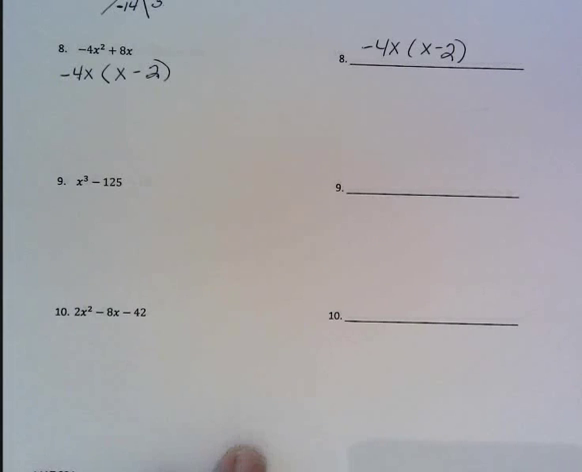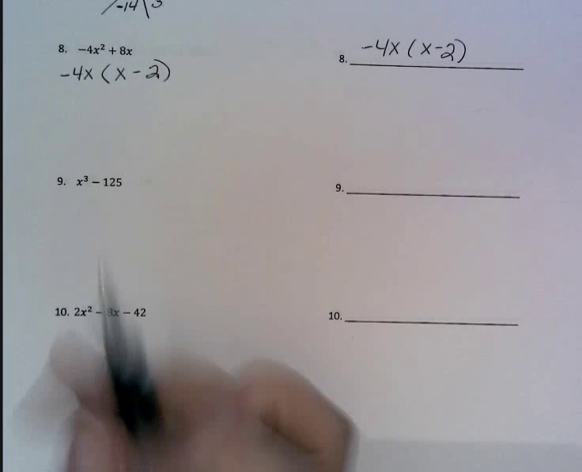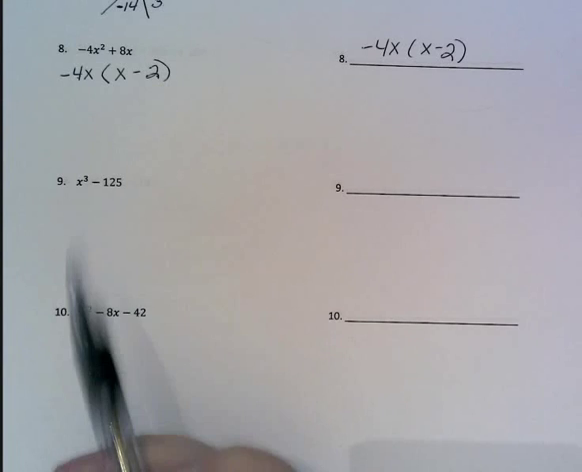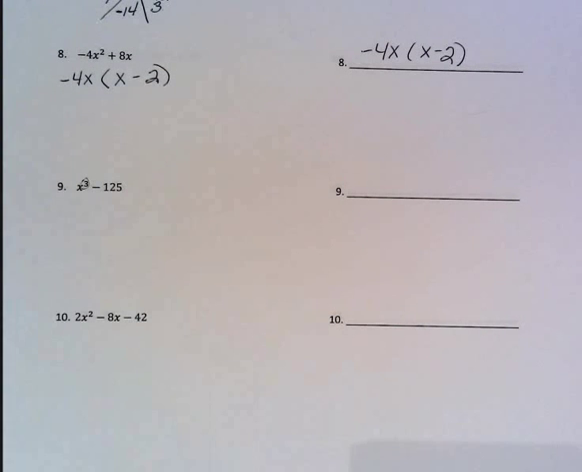So now number 9. Step 1, is there a greatest common factor? There isn't one. So step 2, we need to identify the number of terms. We have 2 terms, and there is that 3 on the exponent that tells us it's the cubes. It's a difference of cubes, which is our car bus problem.